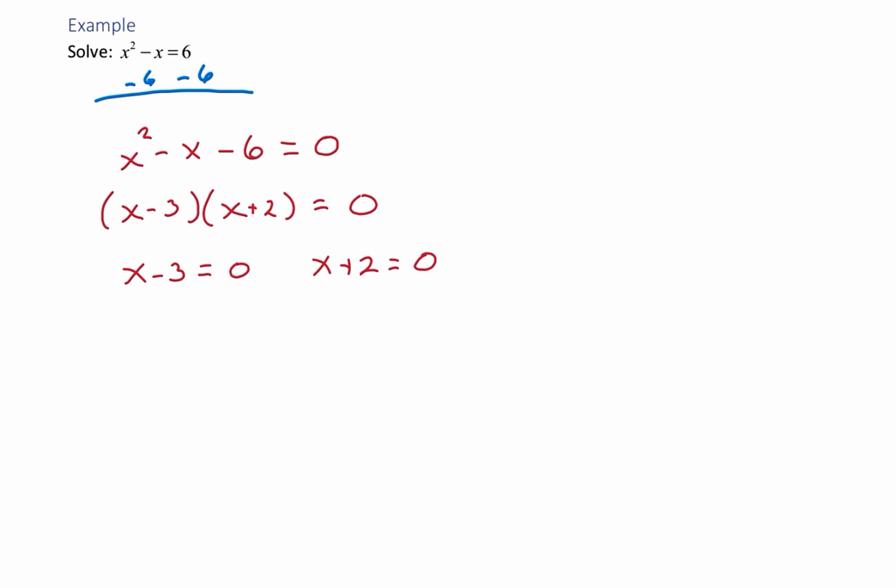And we'll solve these. The left equation, we need to add 3 to both sides, leaving us with x equals 3. And we need to subtract 2, leaving us with x equals -2.